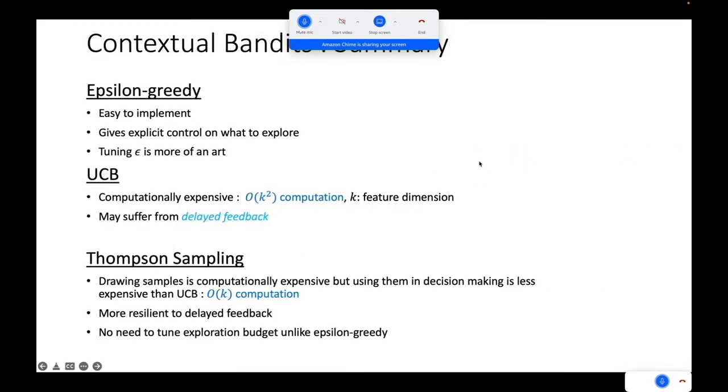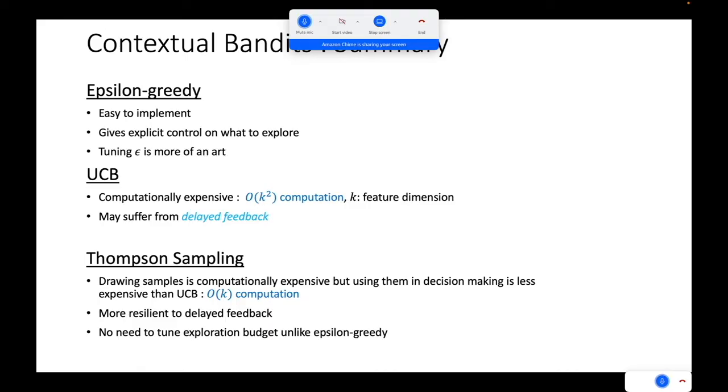We'll now conclude our part of the talk with a summary. When we look at epsilon greedy, it is easy to implement. It gives explicit control on what to explore and when to explore. But tuning the exploration budget is more of an art, and we may be over or under exploring without even realizing that this is happening.